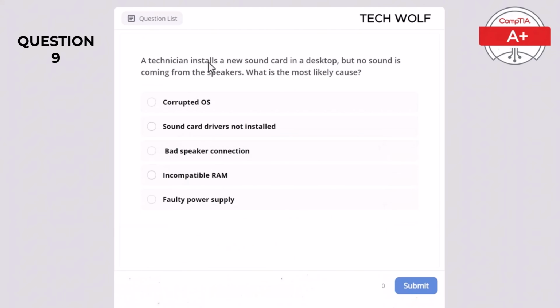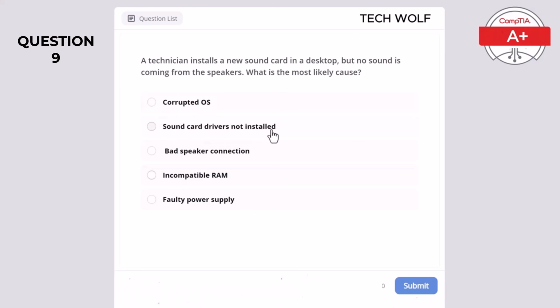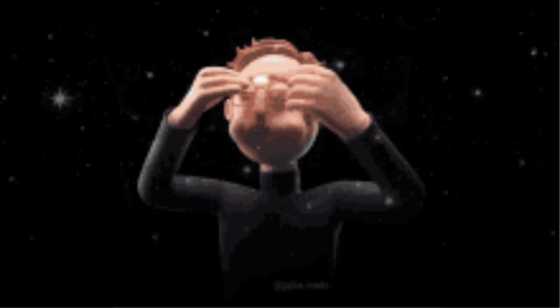A technician installs a new sound card in a desktop, but no sound is coming from the speakers. What is the most likely cause? And the correct answer here is sound card drivers not installed, as without the correct sound card drivers, the system will not output audio.